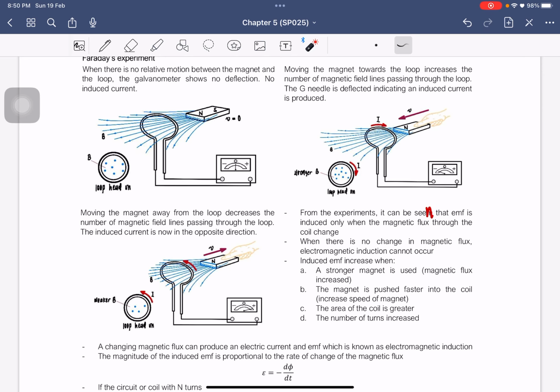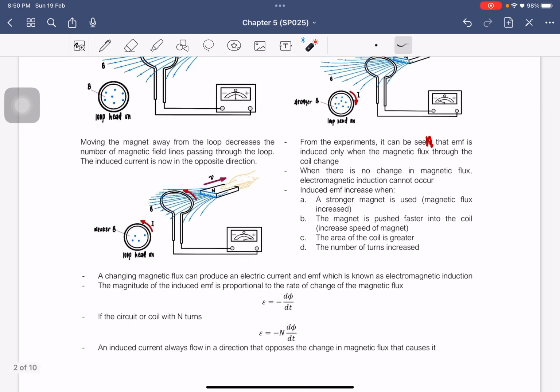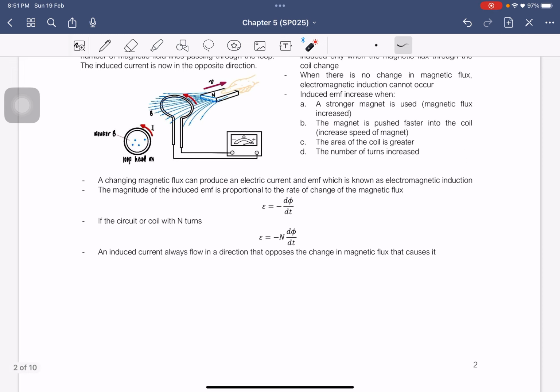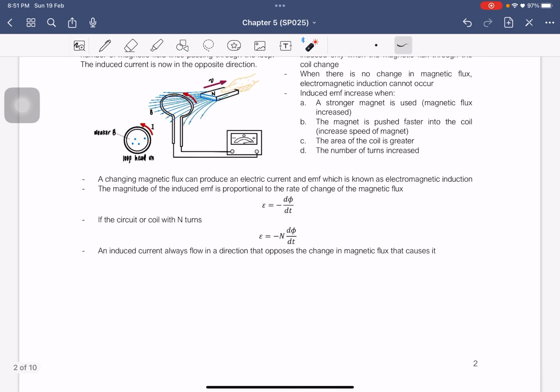Okay, so induced EMF pula will increase when a stronger magnet is used because the magnetic flux will increase, ataupun the magnet is pushed faster into the coil, and then you can either increase the area of the coil or the number of turns supaya kamu punya induced EMF lagi besar. Okay, alright, so that is basically Faraday's experiment. Lepas tu, a changing magnetic flux can produce an electric current and EMF, which is known as electromagnetic induction lah.